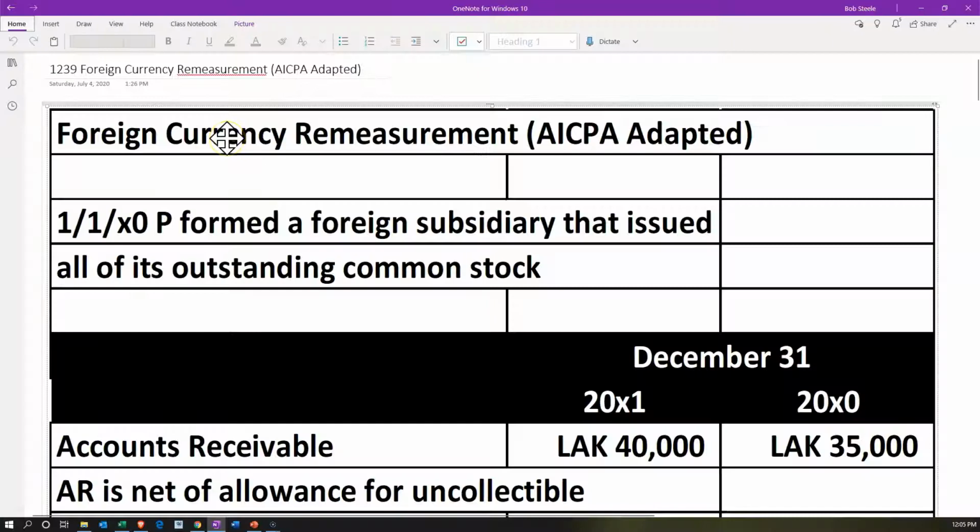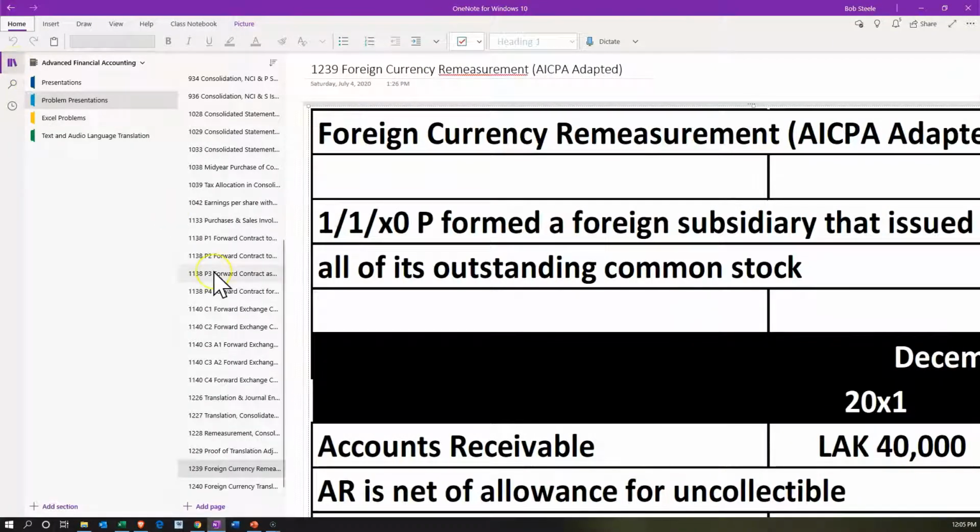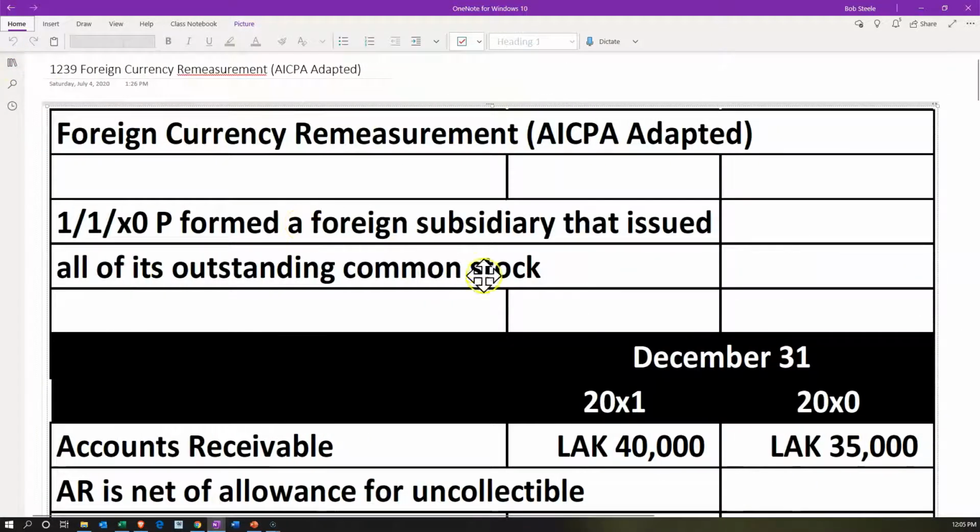Here we are in OneNote. If you would like to follow along in OneNote, you're not required to, but if you would like to, we are in the 1239 area for the foreign currency remeasurement AICPA adopted. That's in the problem presentations tab. Closing this back up, we're going to go through all the information first within the practice problem. Then we'll take pieces of that information as we work through the practice problem.